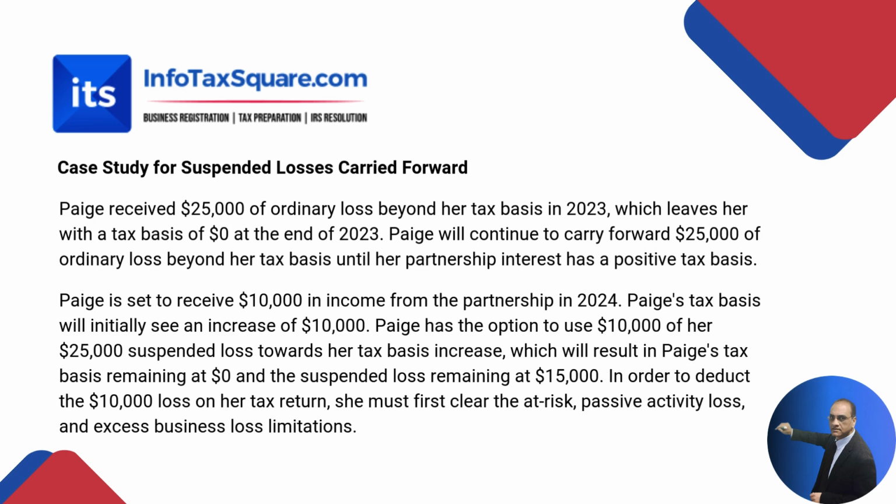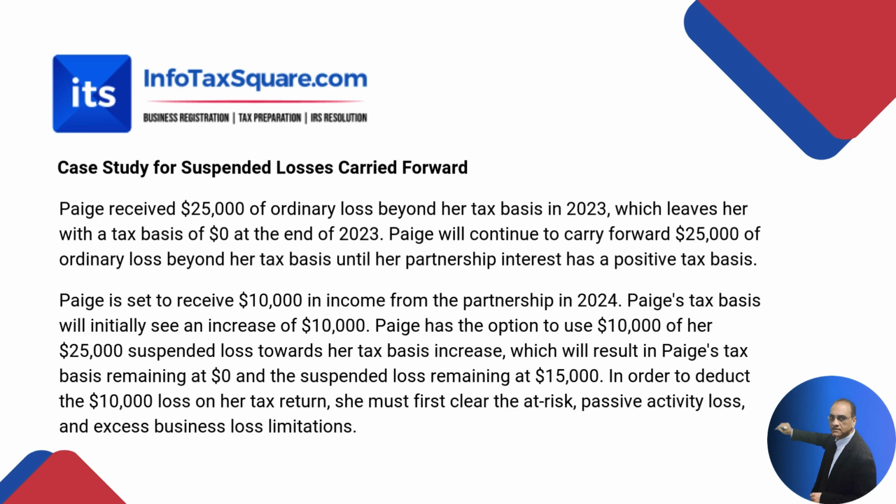Paige in 2024 had income of $10,000. So Paige's tax basis will initially see an increase of $10,000. Paige has the option to use $10,000 of her $25,000 suspended loss towards her tax basis increase, which will result in Paige's tax basis remaining at zero and the suspended loss remaining at $15,000.